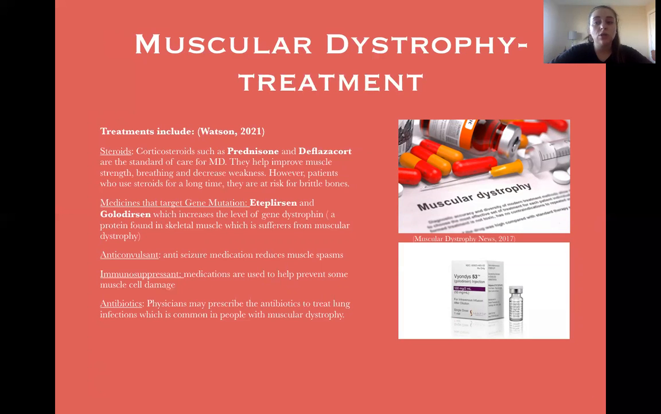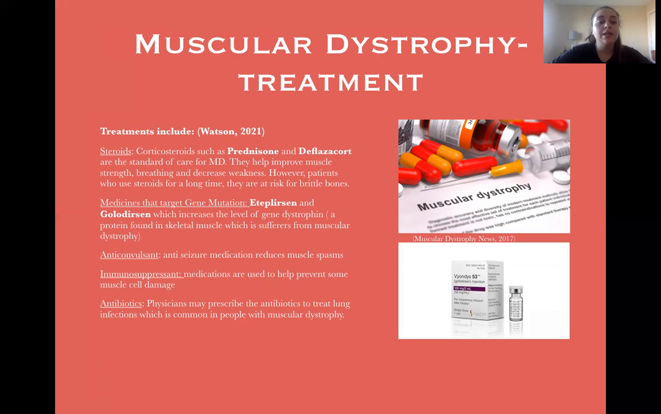Also, they're on medicines that target gene mutations. So eteplirsen and golodirsen, which increase levels of gene dystrophin. So again, dystrophin is a protein found in skeletal muscles, which suffers from muscular dystrophy.